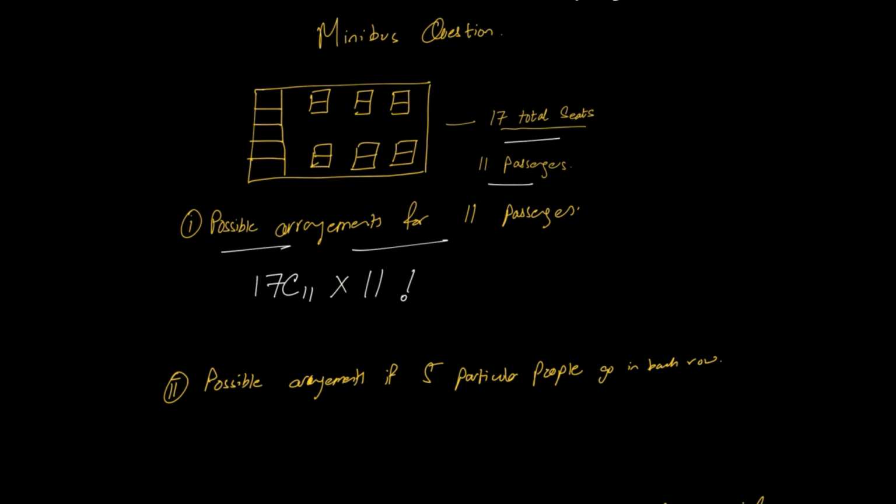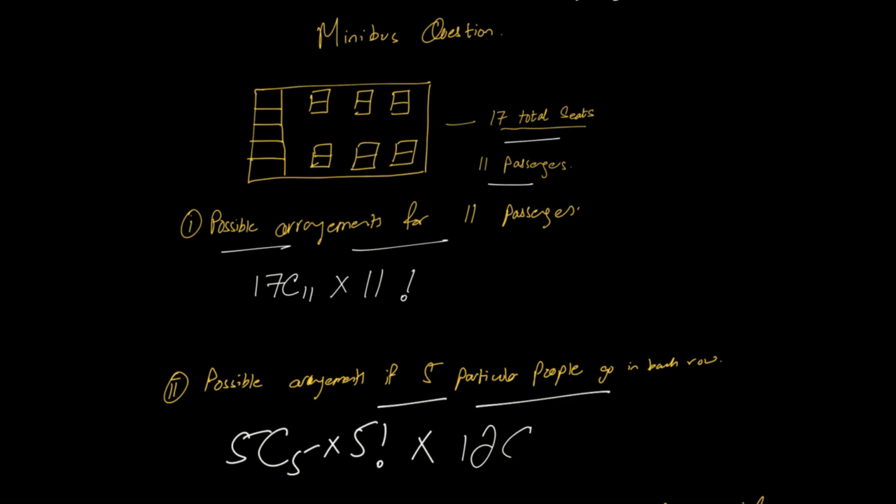Okay, now let's move on to the second part of the question. So possible arrangements in which 5 particular people go in the back. So 5C5, choosing all of the 5, they can sit in 5 factorial ways, and the remaining 2 seats can be filled by any of the 6 people. So they can sit in 6 factorial ways. So this will give you your answer, which is 7.9 into 10 to the power 7.